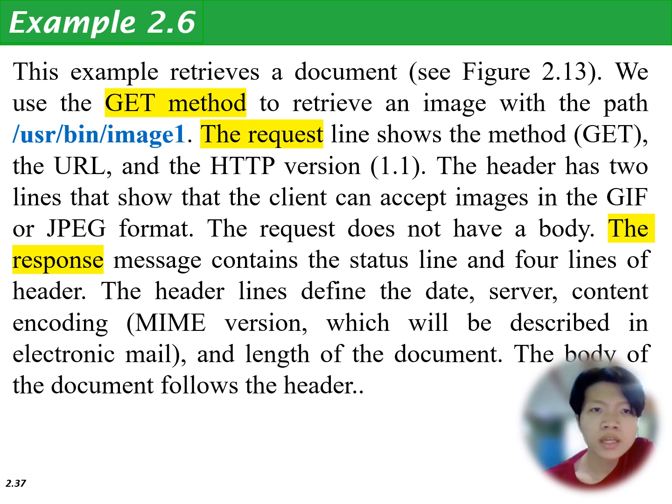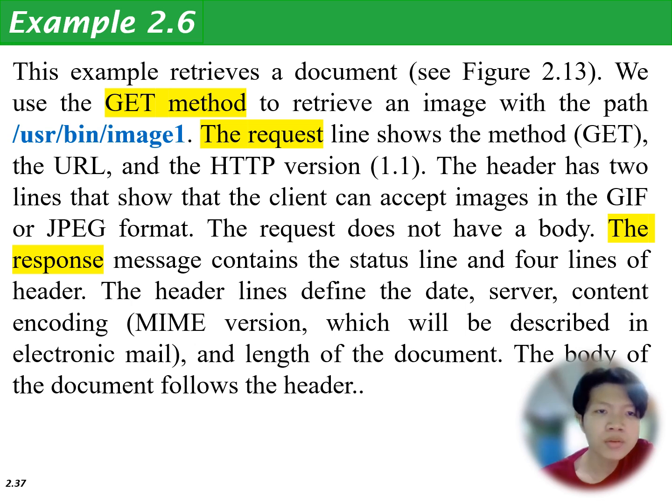We use the GET method to retrieve an image with the path /usr/bin/image1. The request line shows the method GET, the URL, and the HTTP version 1.1. The header has two lines that show that the client can accept images in GIF or JPEG format. The request does not have a body.